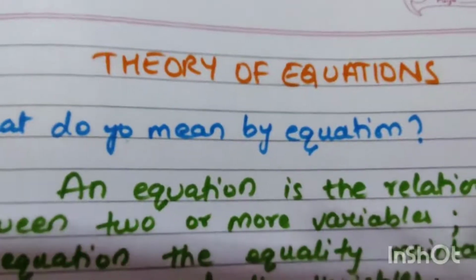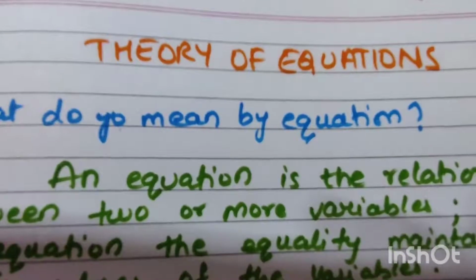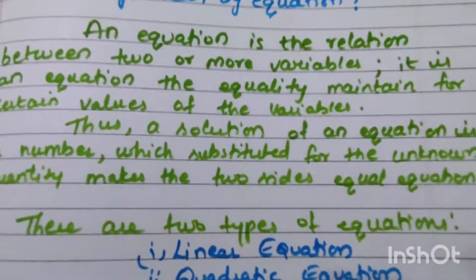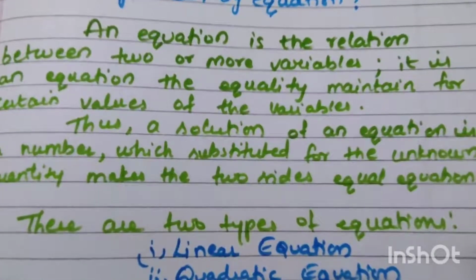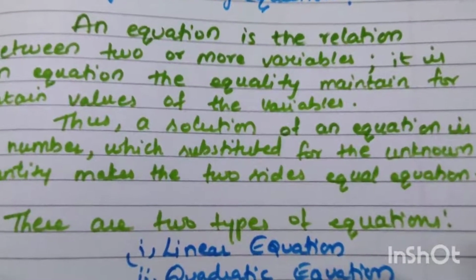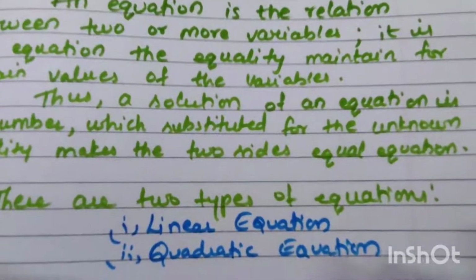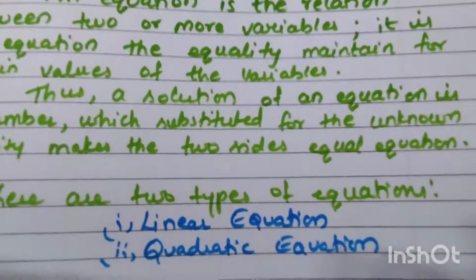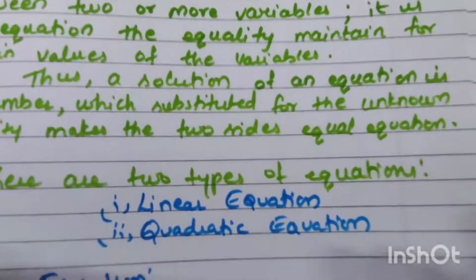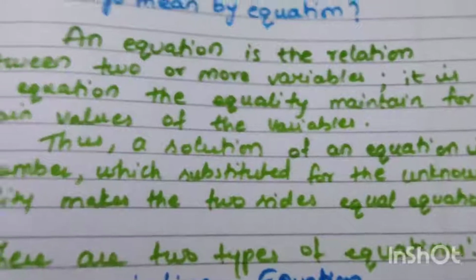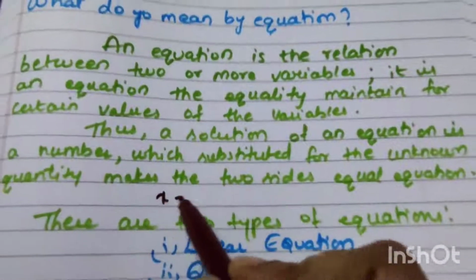Hello everyone. So the next chapter is theory of equations. So what do you mean by an equation? An equation is the relation between two or more variables. It will equate it with certain values of the variables. That means a solution of an equation is a number which, when substituted for the unknown quantity, makes the two sides equal. Okay, for example, suppose x minus 2.